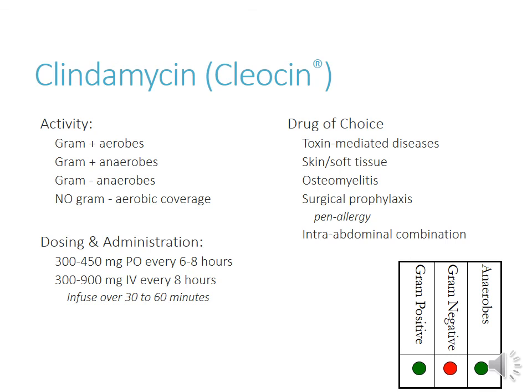All right. Moving on, we have our clindamycin, otherwise known as Cleocin. This drug is interesting in its coverage because it is really good for gram-positive aerobes and gram-positive anaerobes, but no gram-negative coverage. So this is going to be used a lot for things like skin and soft tissue infections. A lot of people will use the diaphragm as a line to say which anaerobic coverage you're going to be looking for. If you're above the diaphragm, you're going to go with clindamycin. If you're below the diaphragm, you're going to go with metronidazole.